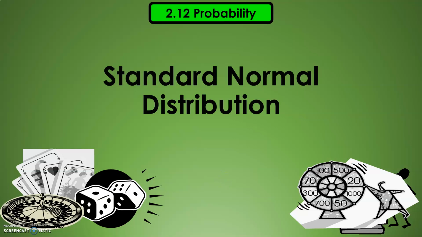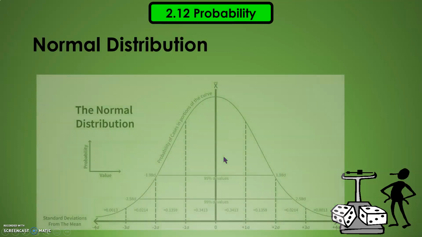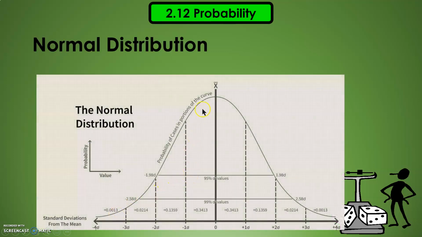Okay, this video is about standard normal distribution. We talked about normal distribution last lesson, about the general shape of this bell curve. It's symmetrical. There is a peak in the middle, and as you get further and further away from the peak, the values get smaller and smaller.